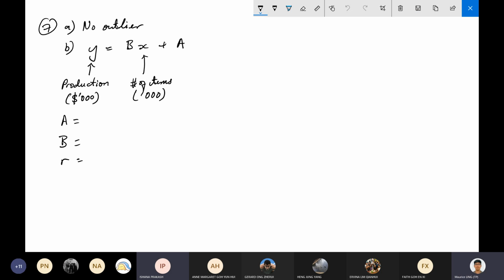Okay, what is A, what is B, and what is R for this? B is 20.985. No, that is A, not B. Oh, sorry. 20.985, correct? My bad, sorry. Then B is 0.9788. Okay. Correlation R is 0.998.